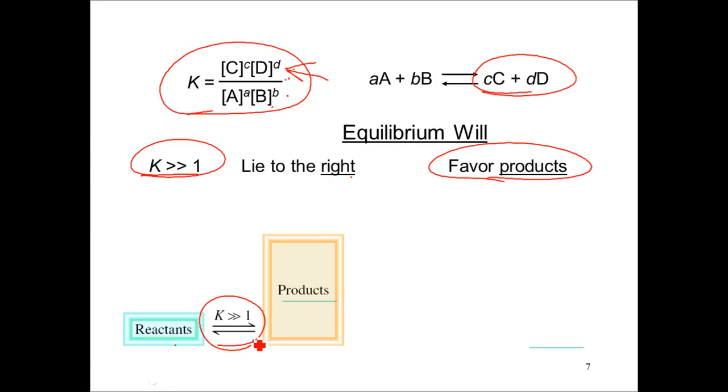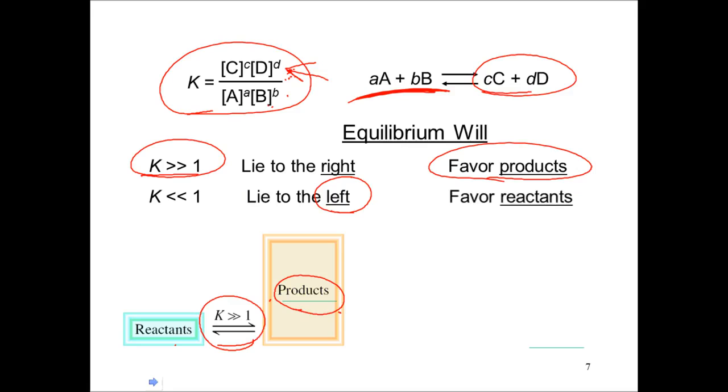If K is a lot greater than 1, what we would see is a large amount of product formed. If K is a lot less than 1, then what that means is that your products, this number, the numerator, must have been smaller than what we had in our denominator. And so that means that the concentration of those reactants is going to influence this equilibrium. The equilibrium will lie far to the left, which means we will favor reactants.